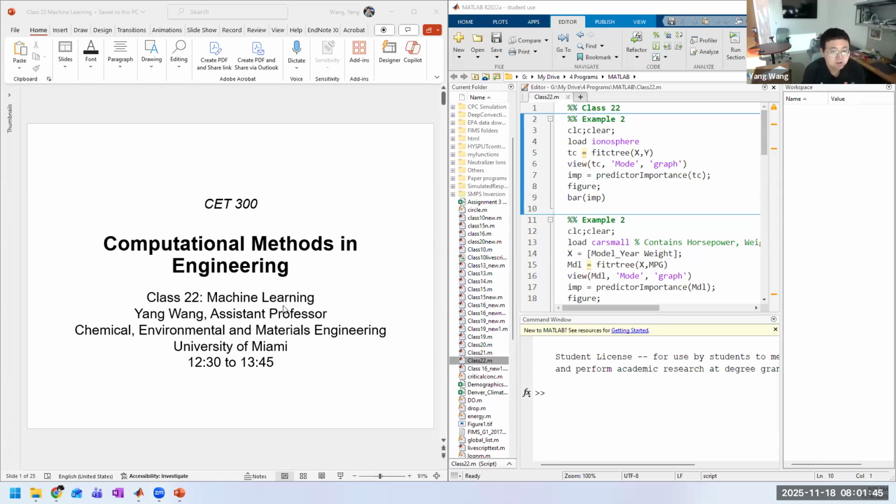As our final class, we're just going to briefly talk about machine learning and how we can apply some simple machine learning algorithms when we're dealing with environmental engineering data.